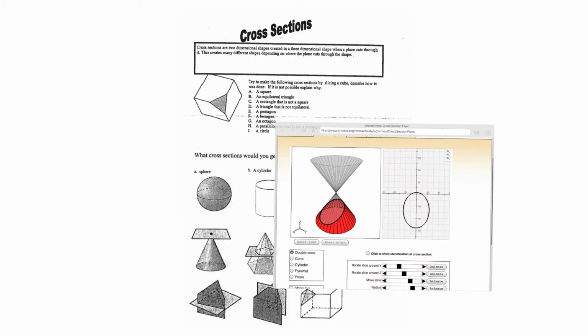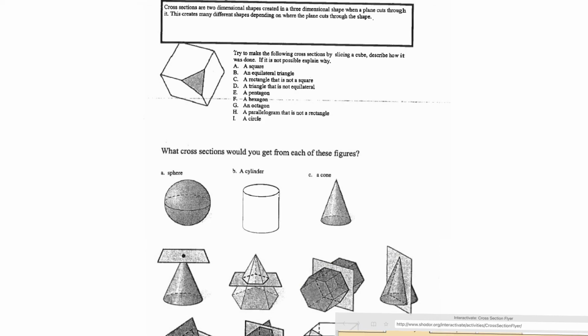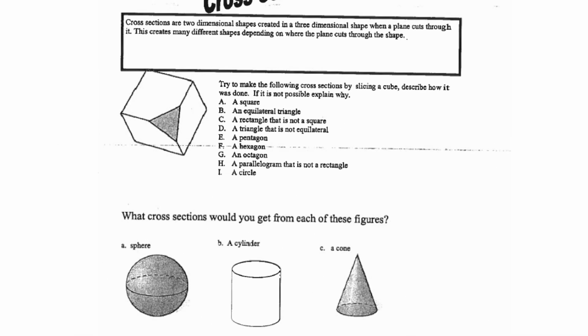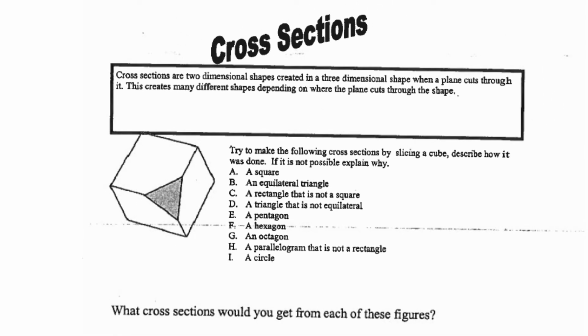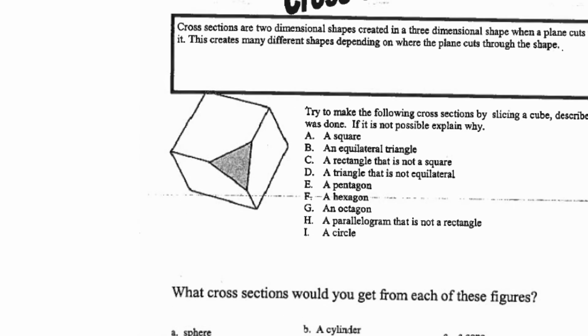Okay, so today what we're going to talk about is cross sections. A cross section is taking a 3-dimensional figure, a solid, and slicing it, and the 2-dimensional shape that you see is where the slice occurred. Like on this one right here, they took a cube, a rectangular prism, and they sliced the corner off. So in this case, the cross section is a triangle right here. That's what a cross section means: it's just where the slice happens, what 2-dimensional shape is created there.